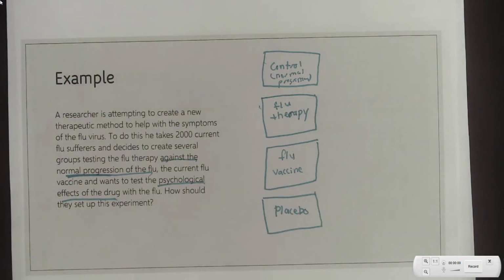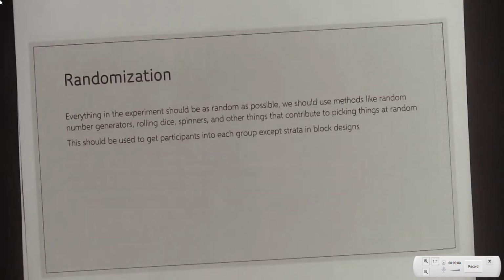And now all we gotta do is we kind of have to randomize our 2,000 current flu sufferers. So how is this going to happen? Well, randomization. Everything in the experiment should be as random as possible. We should use methods like random number generators, rolling dice, spinners, and other things that contribute to picking things at random. This should be used to get participants into each group except strata and block designs.